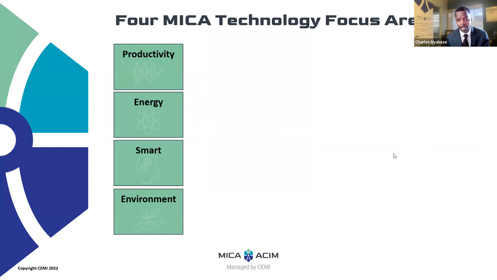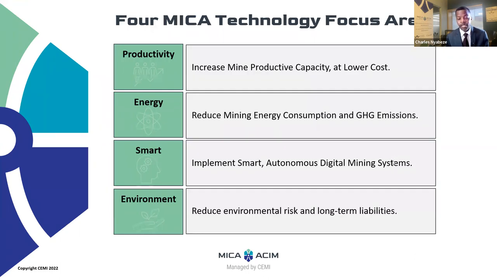Just to remind everybody, when we did our call for proposals, we asked organizations to submit requests that fall under at least one of these pillars for the technology focus areas. So we did ask for technology projects that are productivity oriented, and we did get quite a few that are obviously increasing mine productive capacity at lower costs. We also got projects submitted that are looking to reduce mining energy consumption and GHG emissions, and those looking to implement smart digital autonomous mining systems. And the other projects we received do address that whole idea around reducing environmental risk and long-term liabilities.